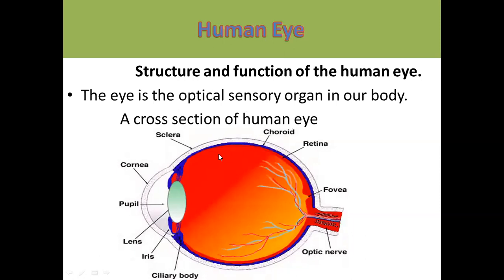Write down human eye. Just draw it with me. Watch how I draw it, and just draw it and label the parts. With me, just draw it. Let's draw.